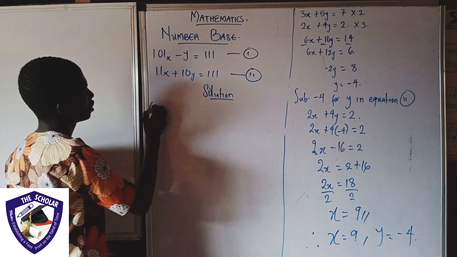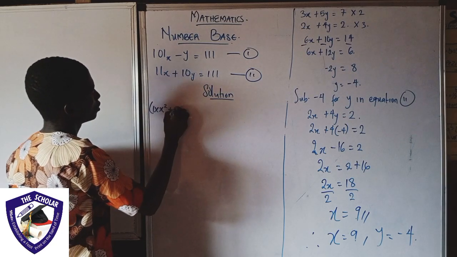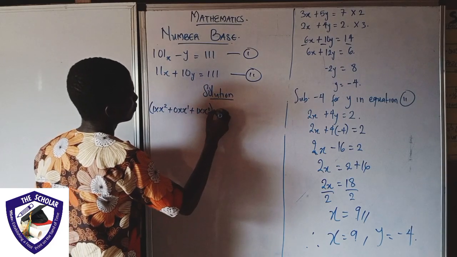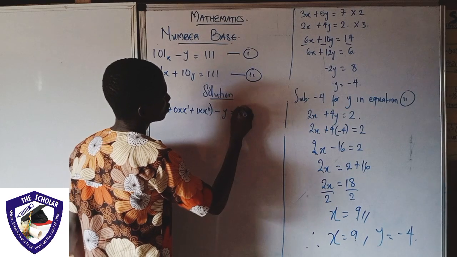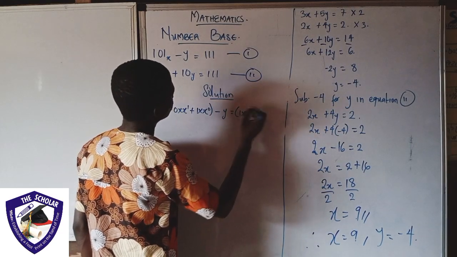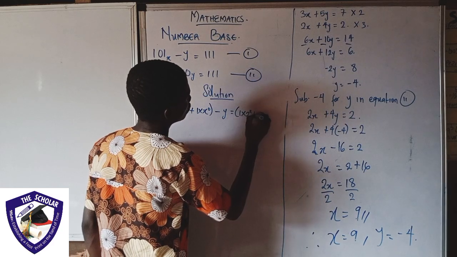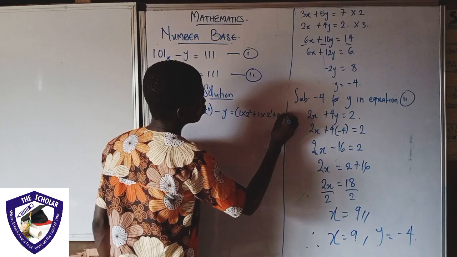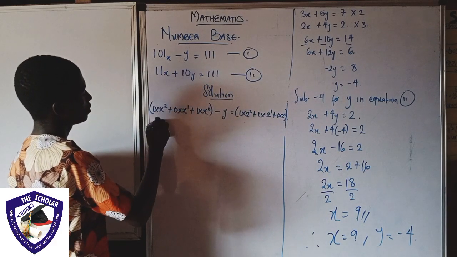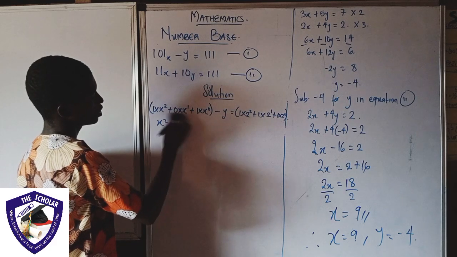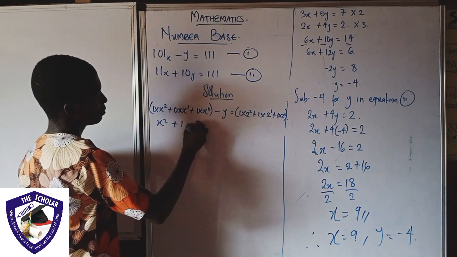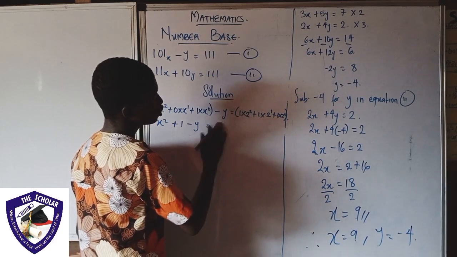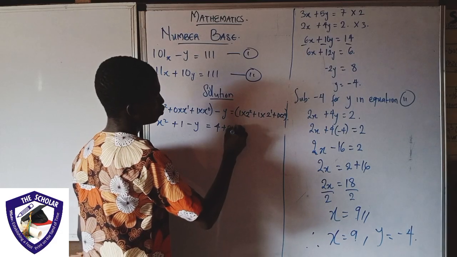So I start from the first one. 1 times x to the power 2 plus 0 times x to the power 1 plus 1 times x to the power 0 minus y equals 1 times 2 raised to power 2 plus 1 times 2 raised to power 1 plus 1 times 2 raised to power 0. So here I have my x squared. This gives us x squared plus 1 minus y equals 4 plus 2 plus 1.